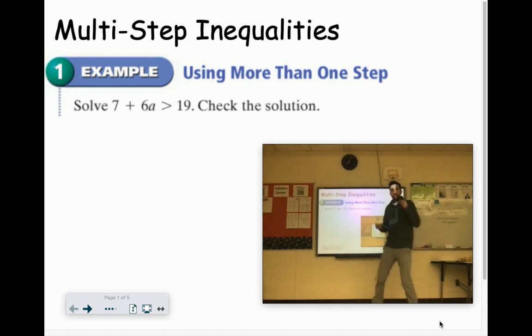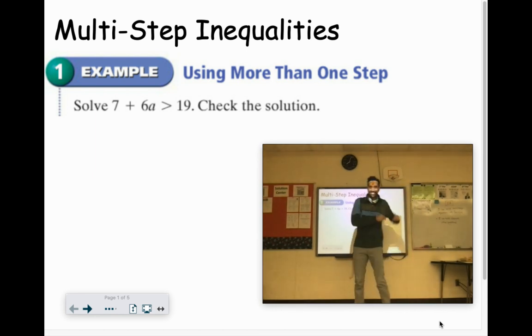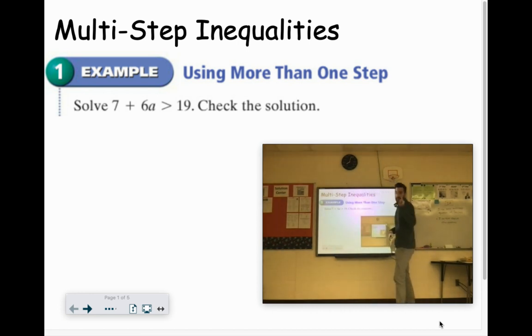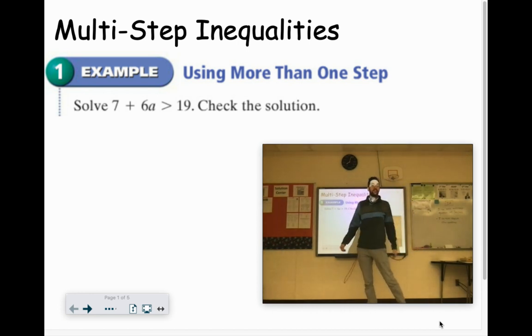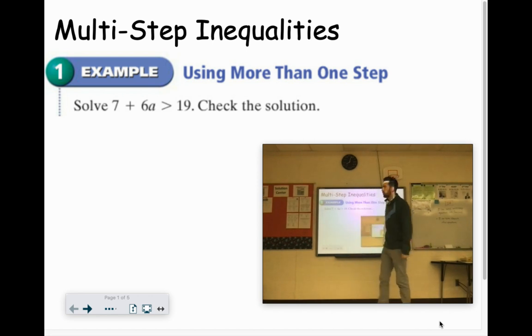If the letter is first, then follow the arrow. If the letter is second, then down. And if you multiply or divide both sides by a negative, you got to flip that inequality sign.